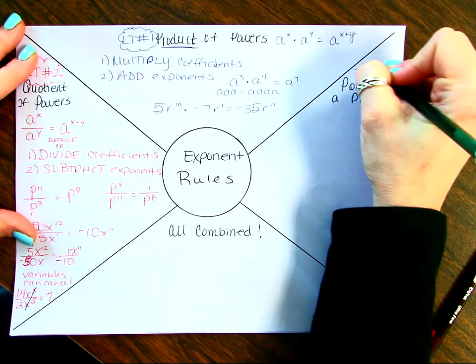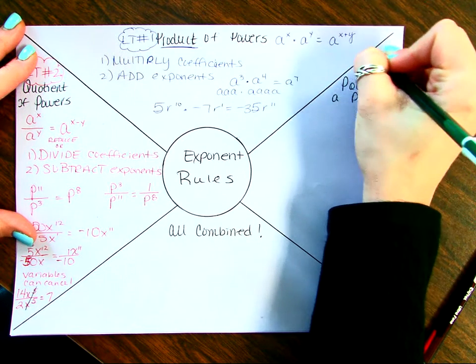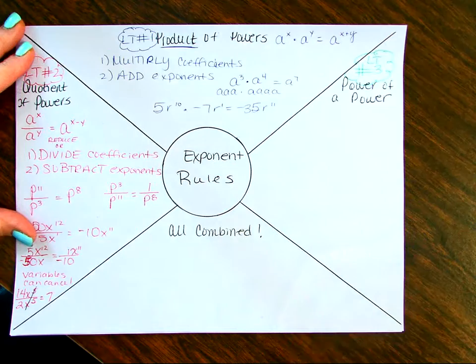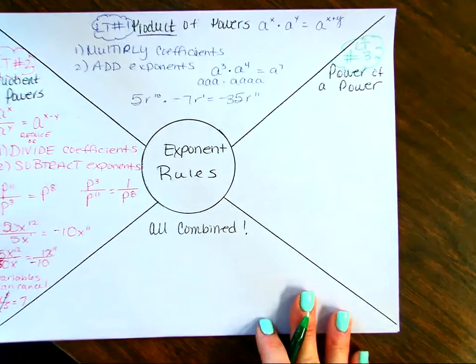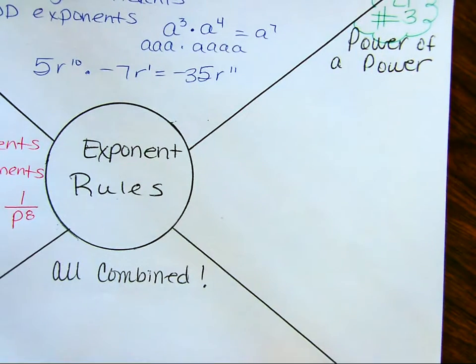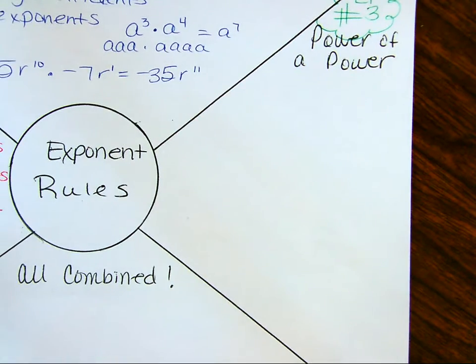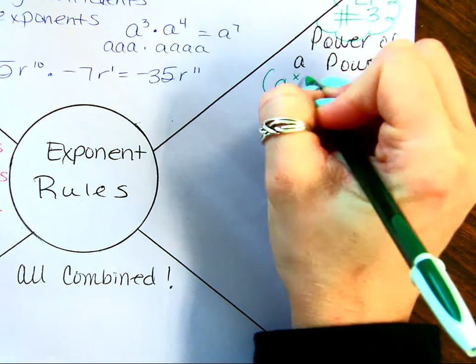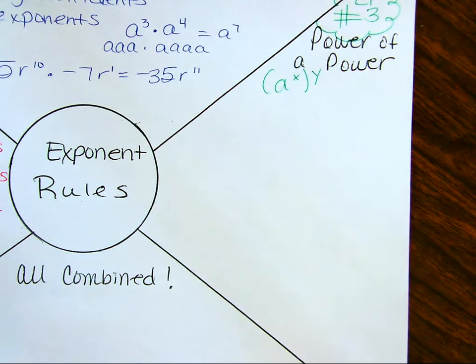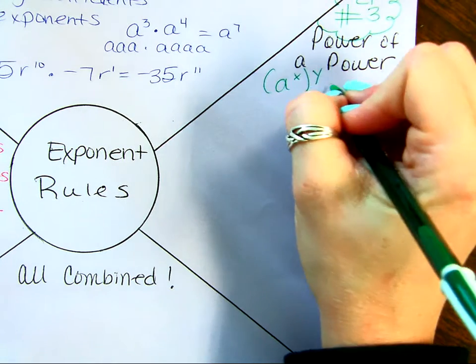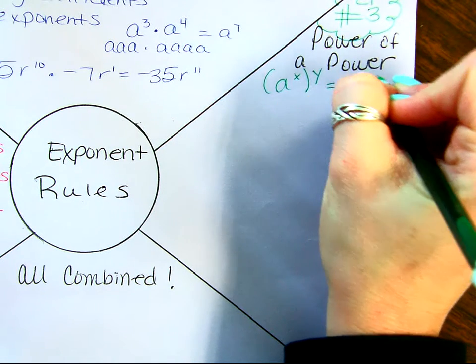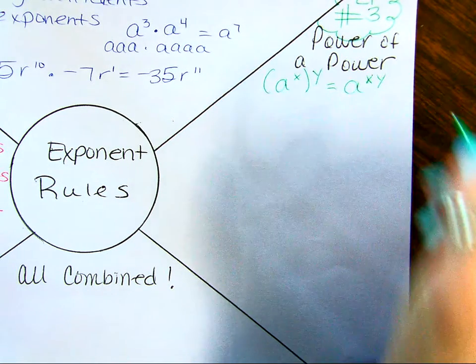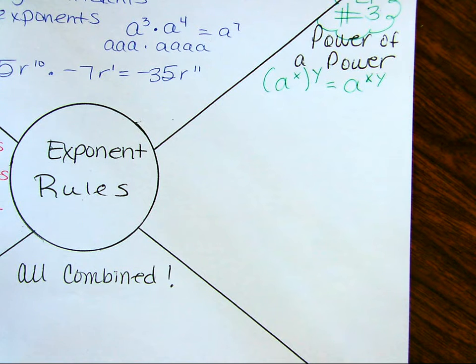Learning target number 3 was the power of another power. And that said, if I take a to the x to the y, that's going to give me a to the, not x plus y, not x minus y, just xy.